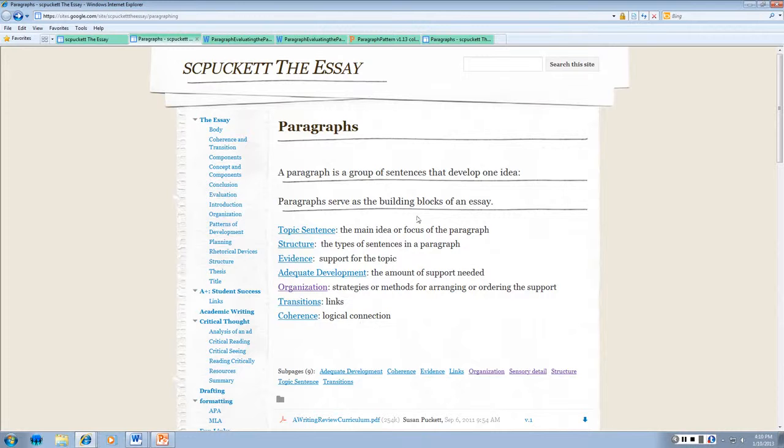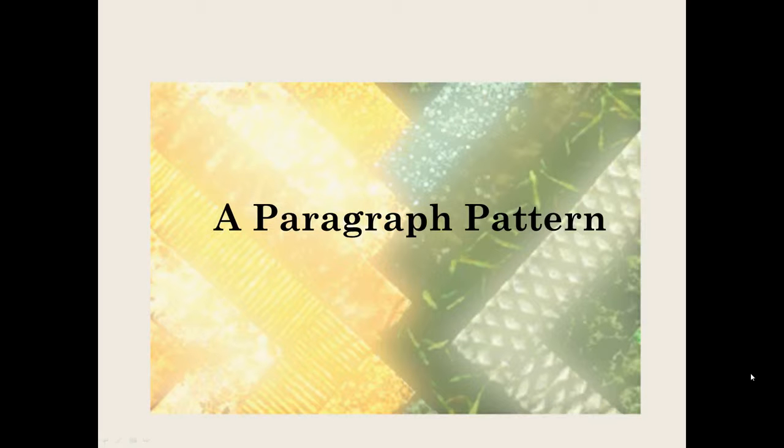You notice here that there are different elements and that there is access within this web page to information that develops those ideas if you have questions. All of the information that I'll be presenting to you in this lecture will be available here, and when we get to the end, I'll show you where to find that. The paragraph is, in fact, a pattern that can be followed and can be manipulated to fit the writer's needs.